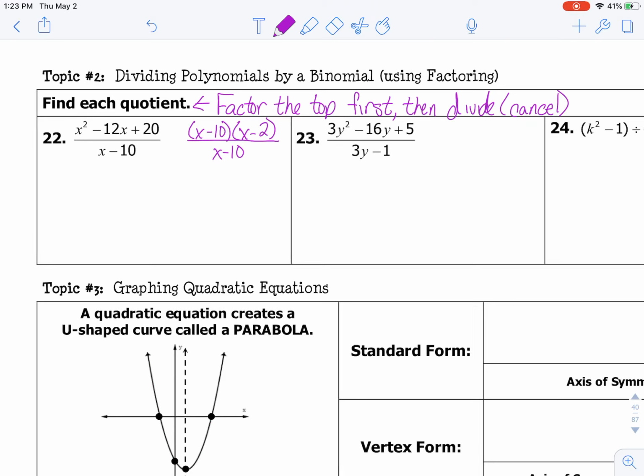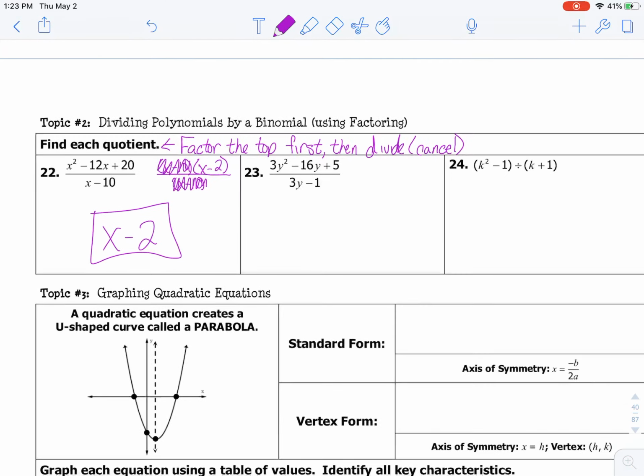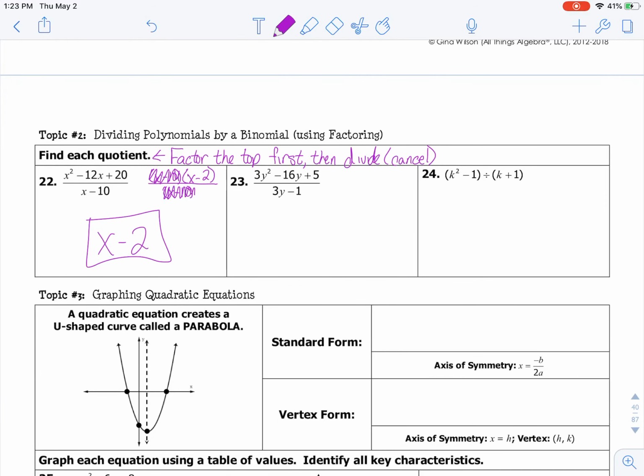And by divide, I really mean that we're going to cancel, because I have the same information on the top and on the bottom. I can just cancel them out. So x minus 2 gives me my answer. You are welcome to pause the video and try to do number 23 and 24 by yourself, or you can just keep the video playing and go on to quadratics, because I think quadratics is where most of us are going to want to spend our time.